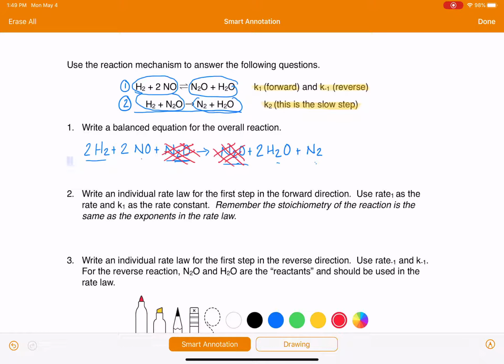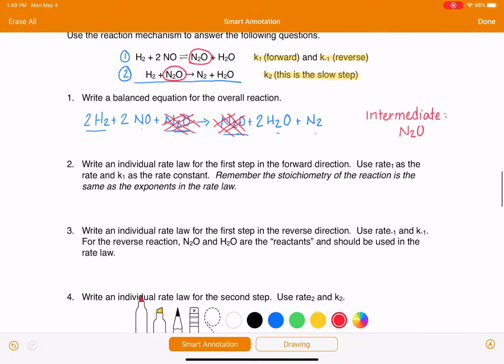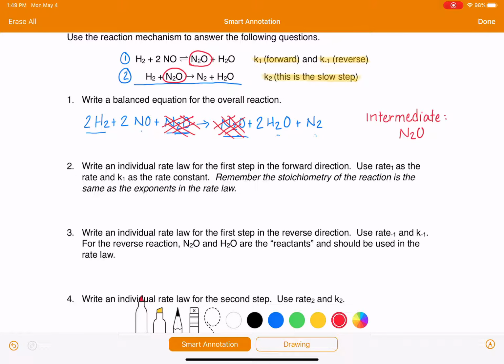So let's make a note of that because that's probably going to come back to us later. We're probably eventually going to be asked what the intermediate is. Our intermediate is N2O. And remember, again, the intermediate is coming from the elementary steps. It's produced in one of the elementary steps and then used as a reactant in the next elementary step or in a later step. So now we're going to move on to writing our rate laws for the first step in the forward direction. So elementary step number 1 in the forward direction.